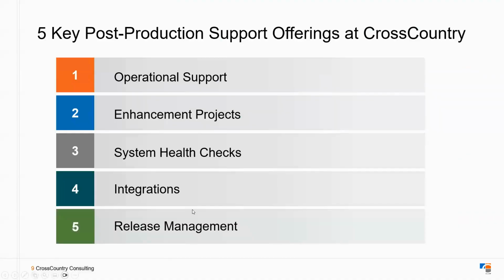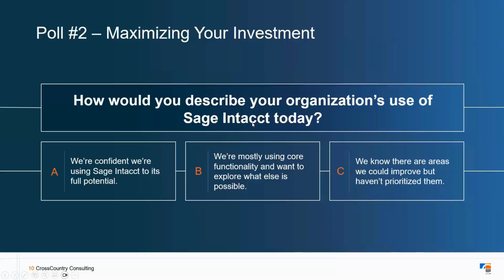This next slide breaks down our five key PPS offerings: operational support, enhancement projects, system health checks, integrations, and release management. With that, let's go ahead and move into our next polling question. How would you describe your organization's use of Sage Intacct today? Again, we'll give everybody about 30 seconds to answer.